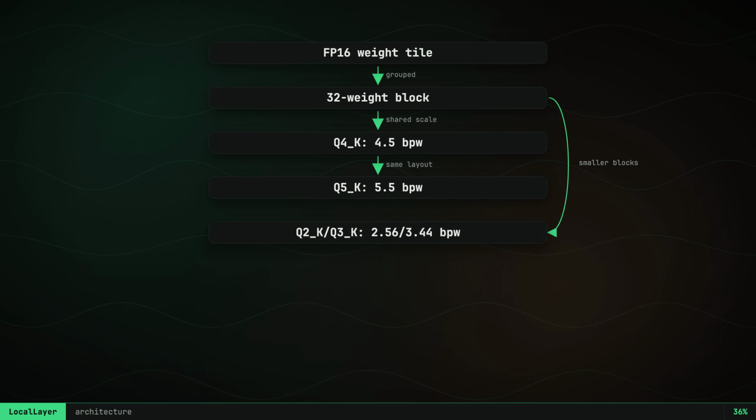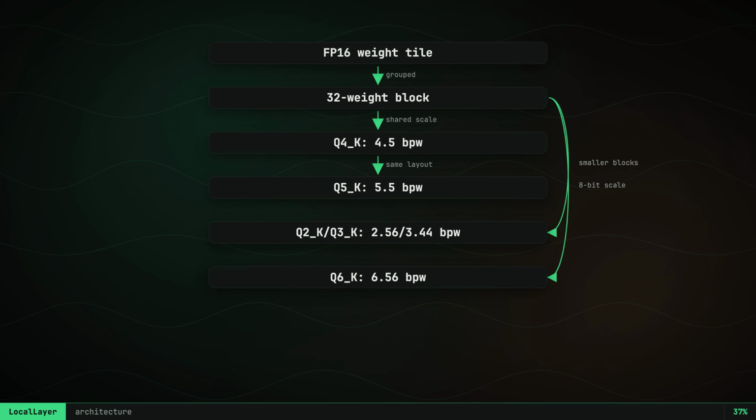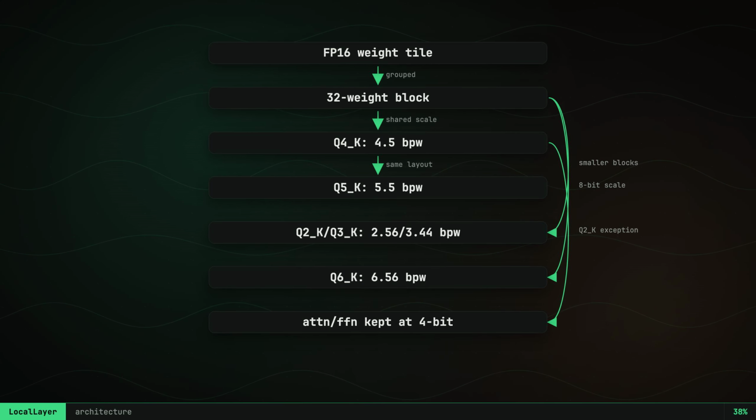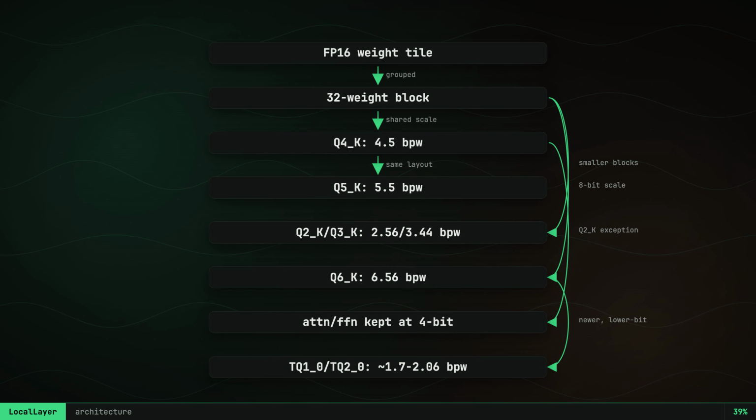There's one exception. Q2_K still keeps the attention output and the feed-forward down projection at 4 bits instead of 2, because the original PR found perplexity spiking to 9.0 on a 7B model when those specific tensors got pushed all the way to 2-bit. Beyond these, llama.cpp also ships ternary quants, TQ1_0 and TQ2_0, at roughly 1.7 and 2.6 bits per weight, the newest addition beyond the original K-quant set.